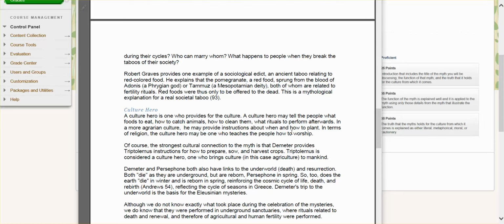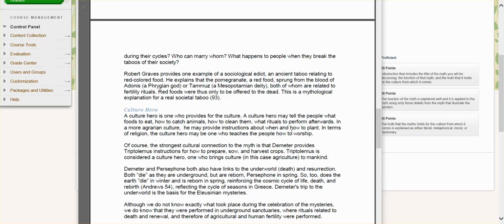Culture heroes are the individuals who bring culture to a society. They teach a society maybe how to plow, or they give them blacksmithing skills, or how to work metal, or how to develop a bow and arrow, those sorts of things.